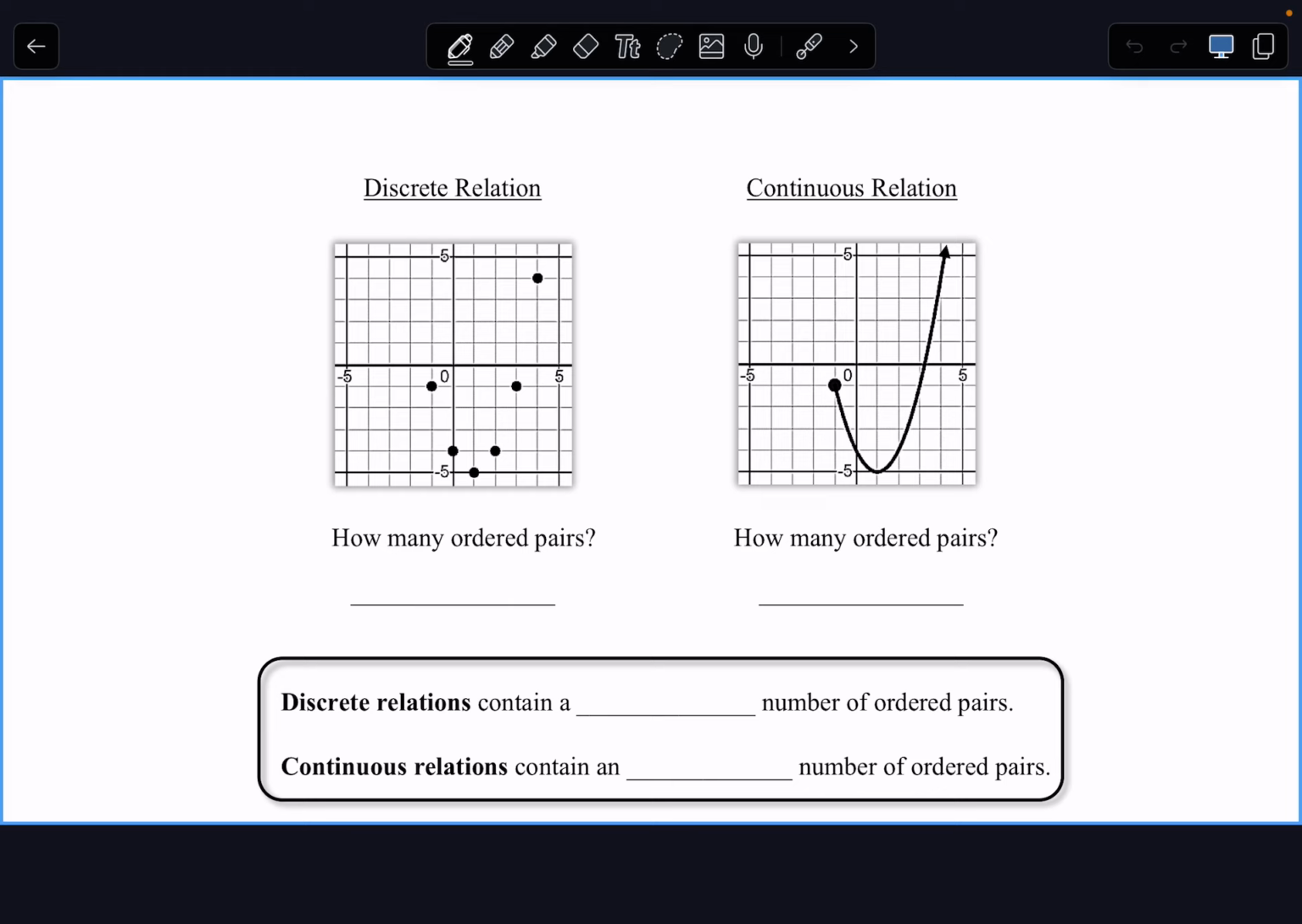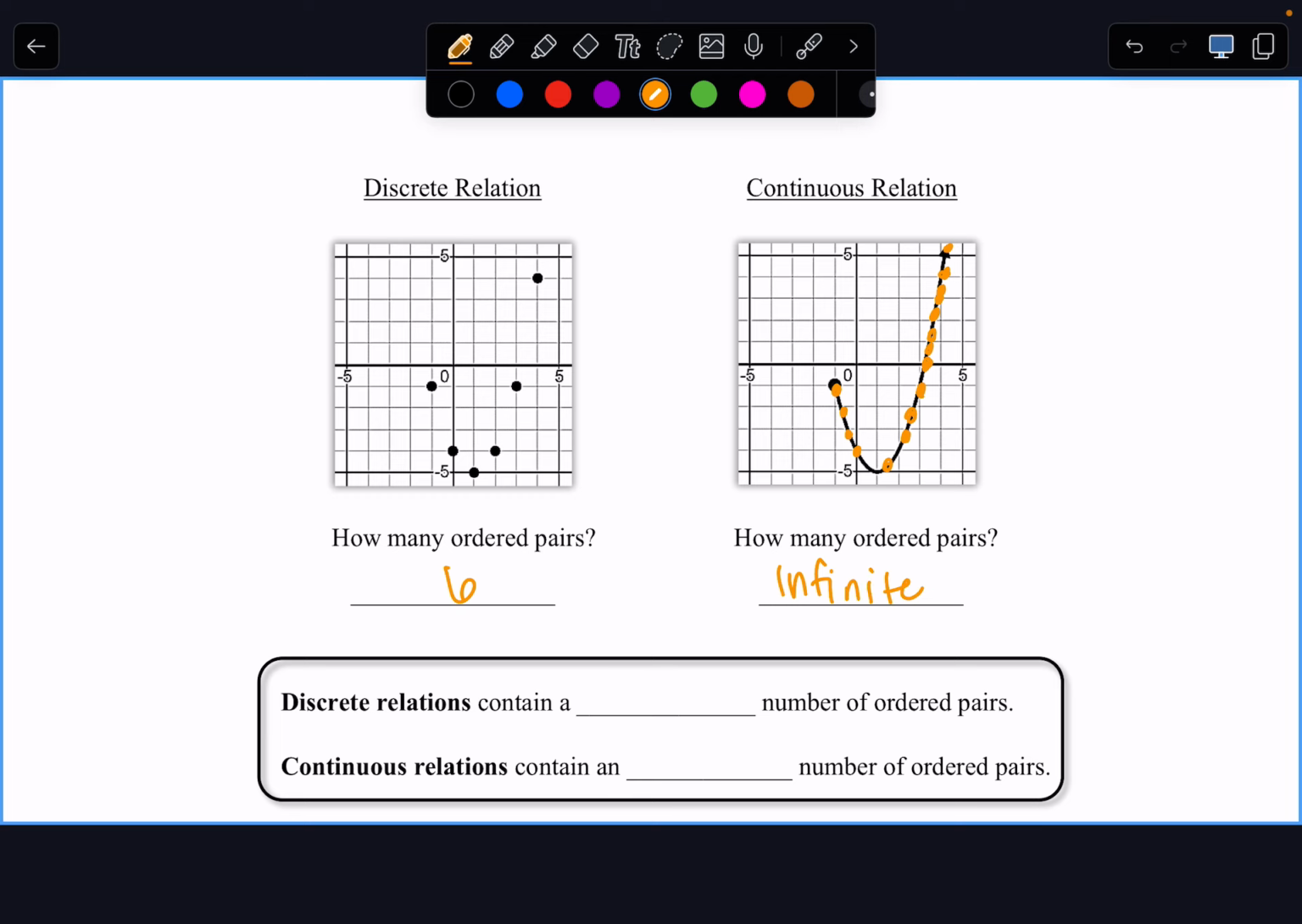So how many coordinates, how many ordered pairs do we have here? All right, we have 6. How many do we have over here? How many do we have? Infinite. We have an infinite number of ordered pairs.